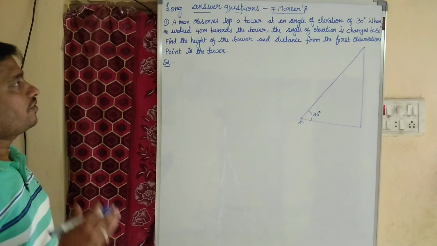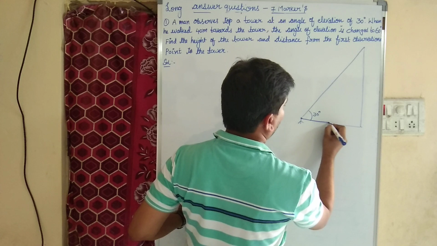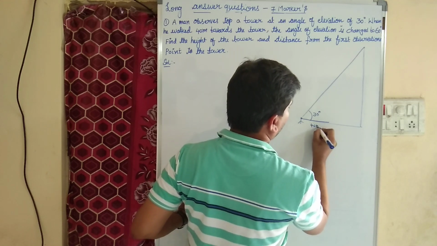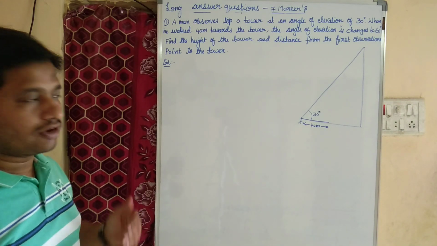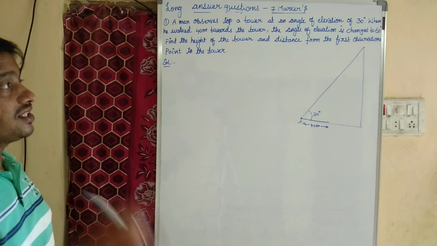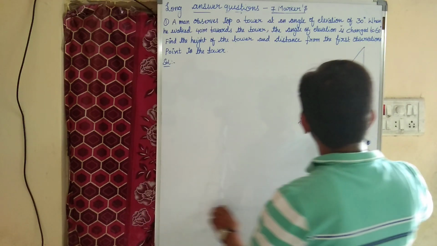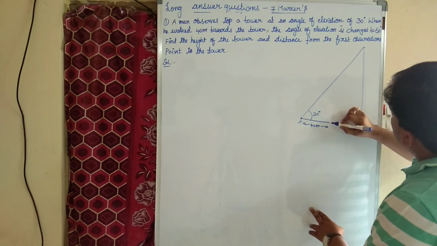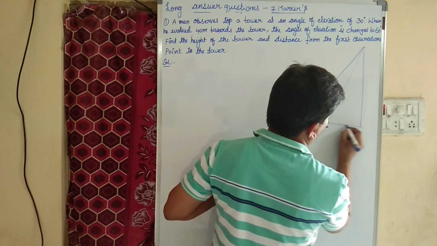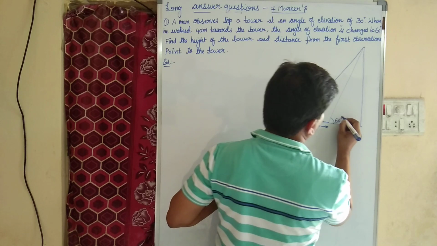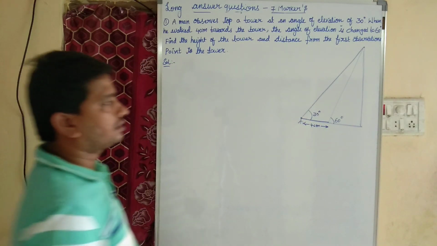Second one, when he walked 40 meters towards the tower. Suppose he was here, then he walked how many meters? 40 meters towards the tower. Then the angle of elevation is changed to 60 degrees. Find the height of the tower.